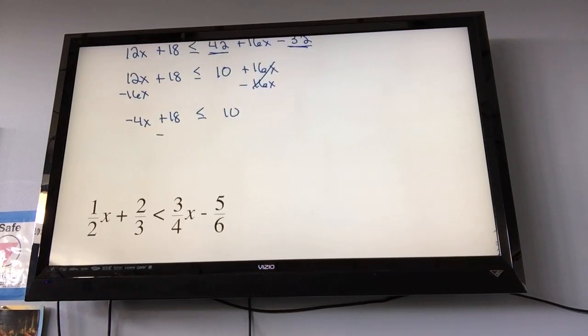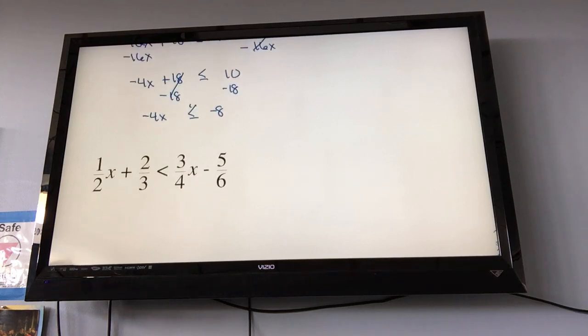Move the 18, so we're going to subtract 18. So negative 4x, those are gone, less than or equal to negative 8, and divide by negative 4. Ding, ding, ding, I'm dividing by that negative, so I am going to switch that symbol. And then negative 8 over negative 4 is positive 2.